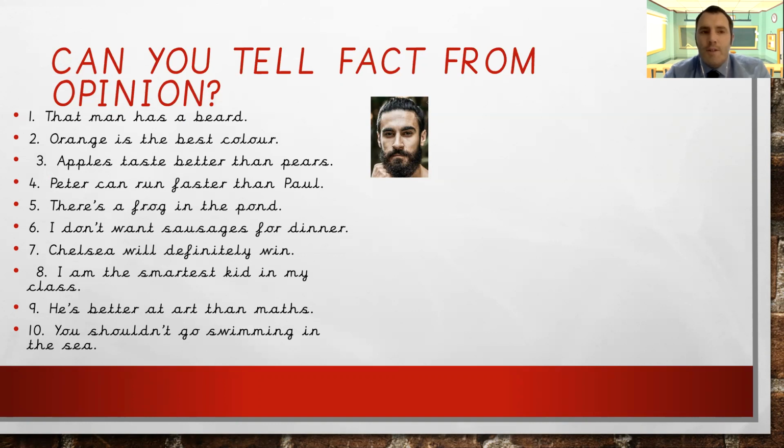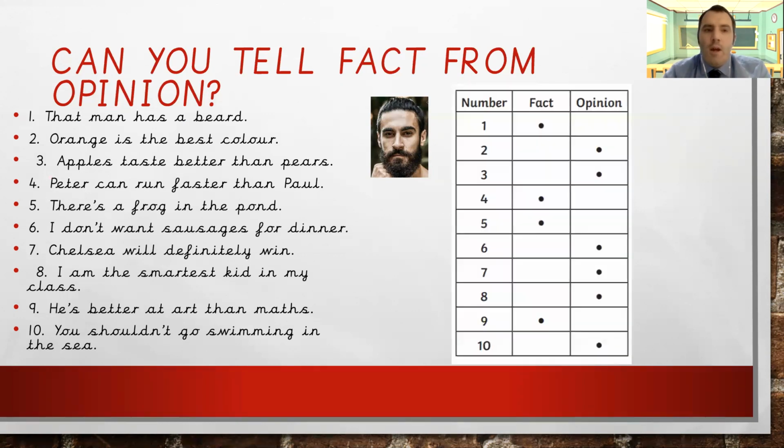How have you got on with those? I'll share the answers with you and we'll go through them together. Number one is a fact. That man has a beard. There is a picture of a man we can see, we can look at it, and we know that he has a beard. Orange is the best color. That goes back to what we were saying before. That's someone's opinion, that you might like orange for a particular reason. Apples taste better than pears. Again, it's an opinion. Peter can run faster than Paul is a fact. We can measure it. We can measure how fast they can run over a distance.